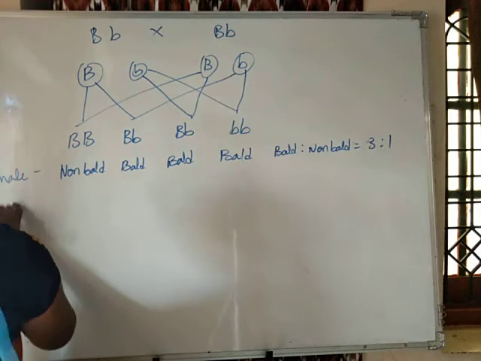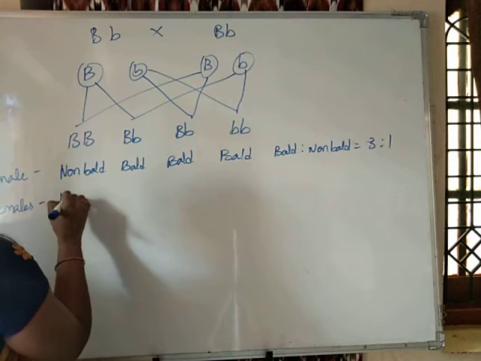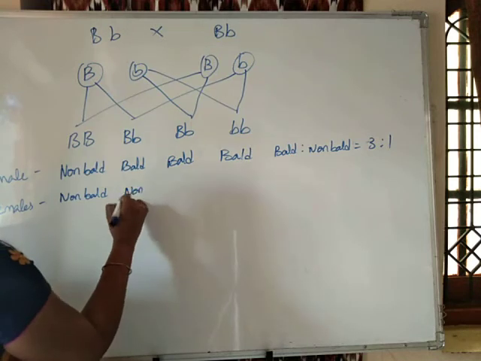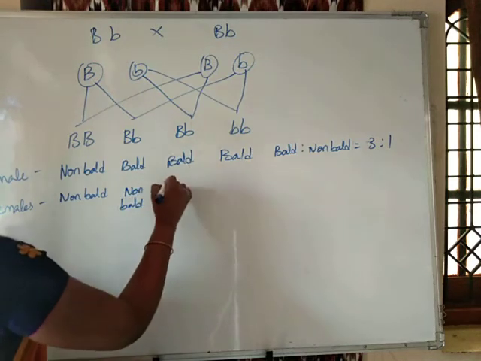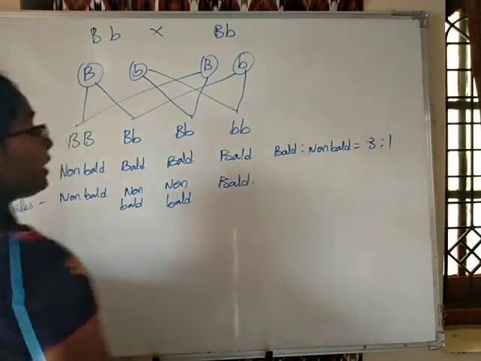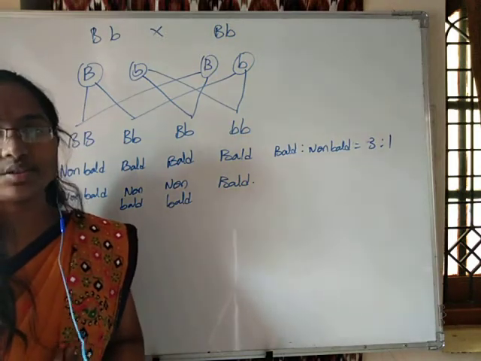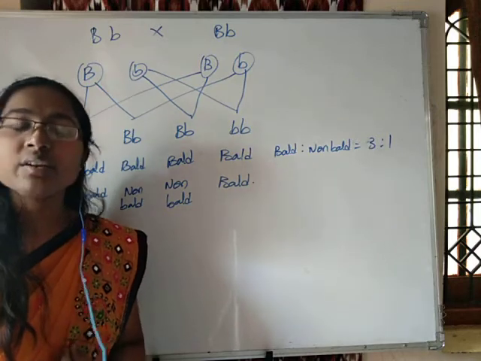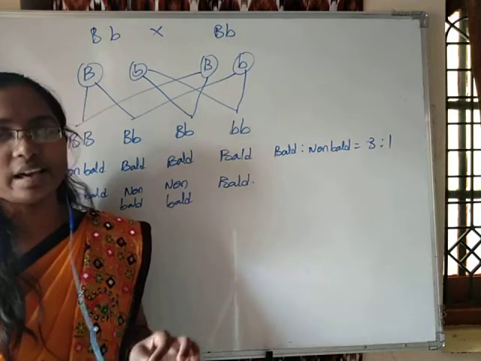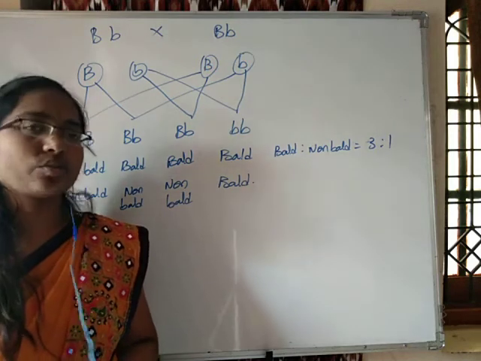If these individuals are all females, capital B capital B will be non-bald, capital B small b will be non-bald, capital B small b will also be non-bald, and small b small b will be bald. Generally in bald males, the hair on the head is completely lost, whereas in females, if they are bald, there is just thinning of hair.